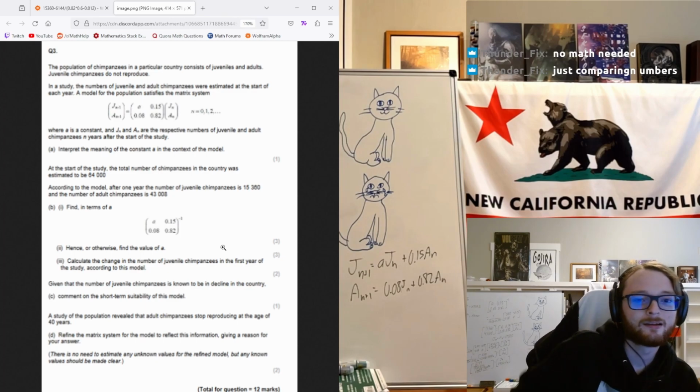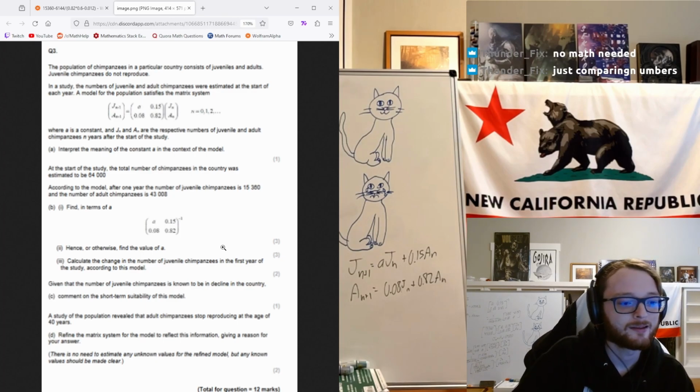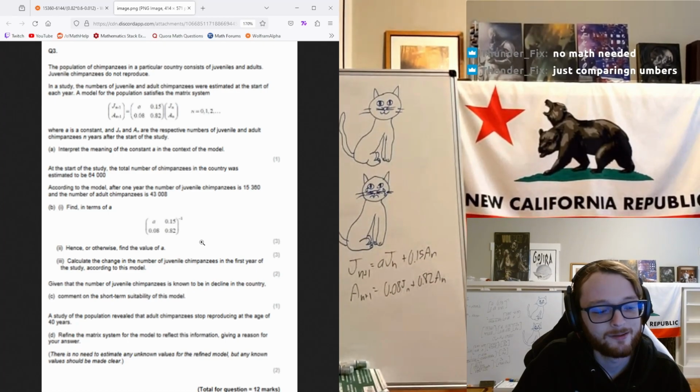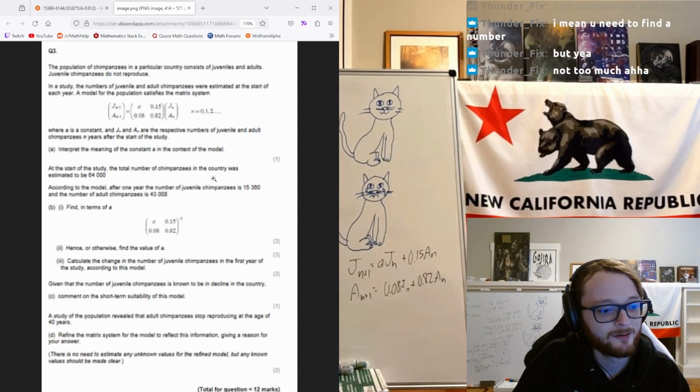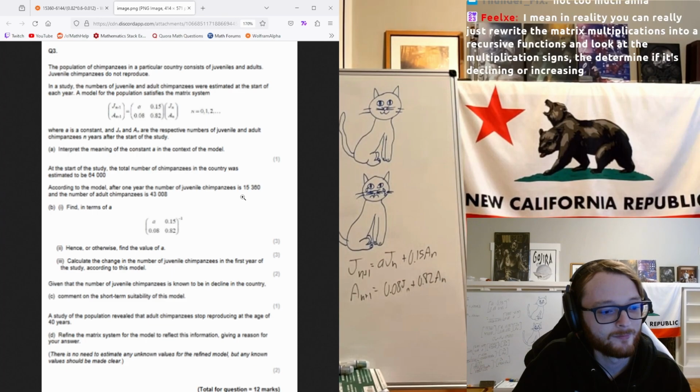So you need to find a number, as in finding a number, not as in solving an equation, but literally just looking at a number. Yeah, because I'm thinking all these numbers are less than 1, so all these numbers are decreasing. For every iteration, J sub n plus 1 and A sub n plus 1 are going to decrease, I think. I'll say without giving the answer, that's fair.